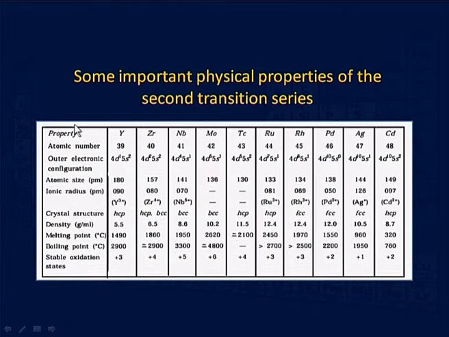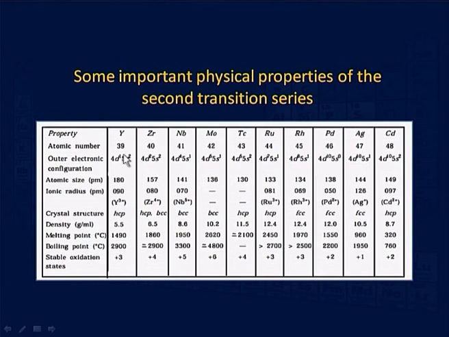So, now this table shows some of the general physical properties of the second transition series. As you can see, the second transition series starts with yttrium having atomic number 39, and as I told you, in the second transition series one electron is added into the 4d subshell, leading to 4d1 electronic configuration for the first element and 4d10 electronic configuration for the last element of the second transition series, cadmium, having atomic number 48.